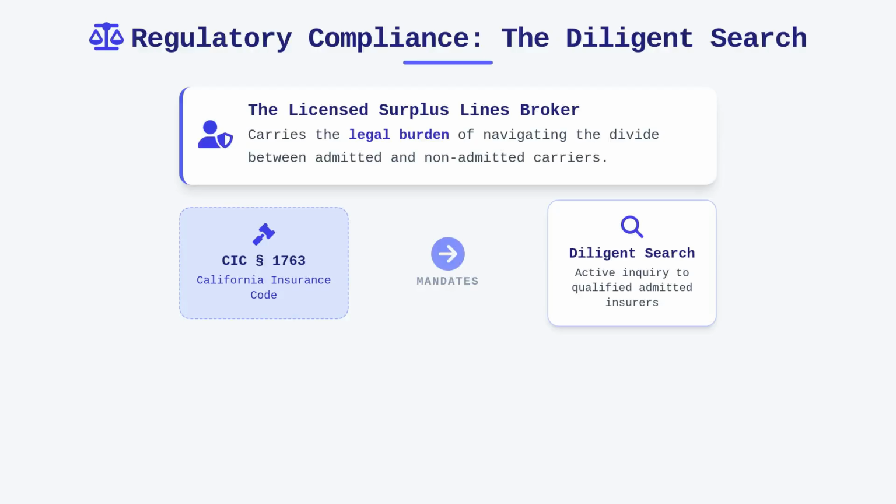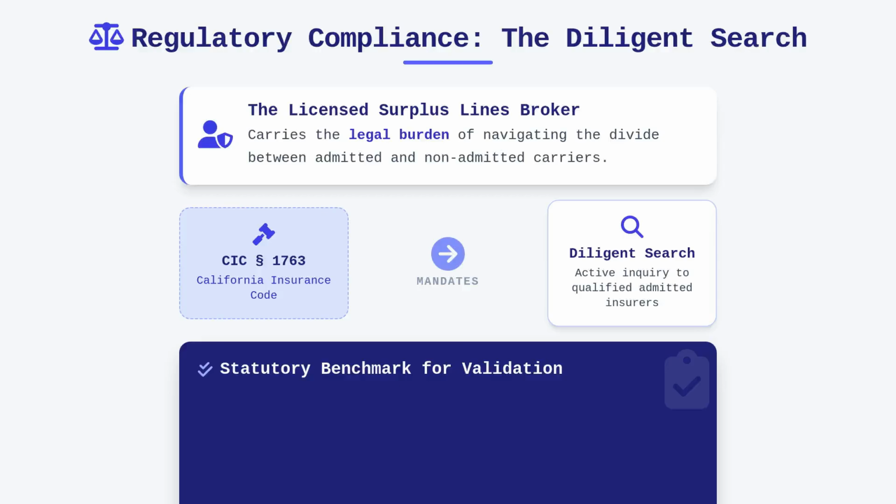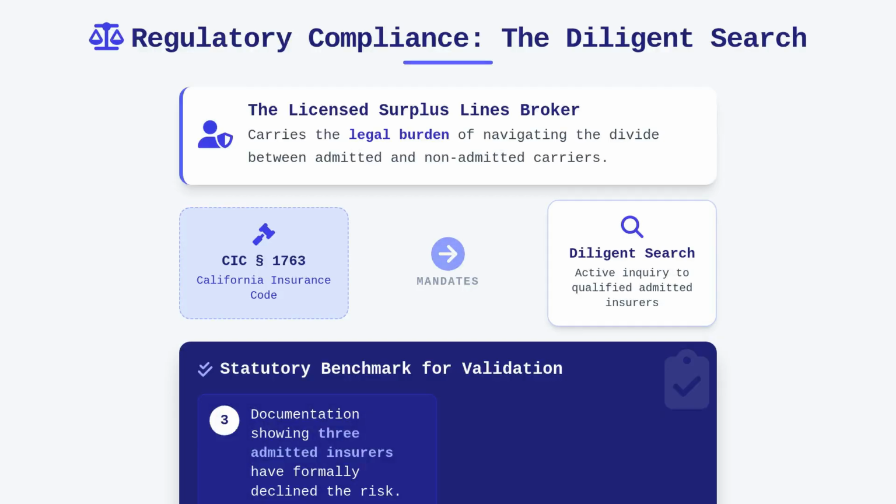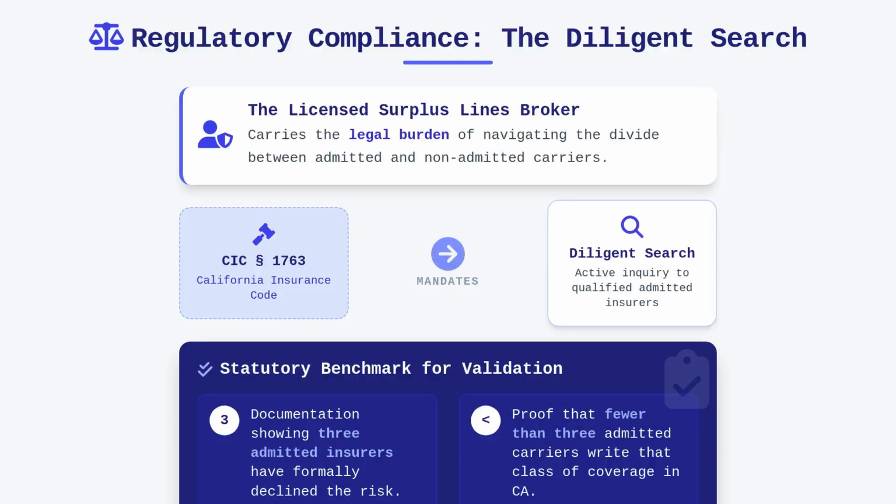This search is not a superficial exercise. It requires making an active inquiry to insurers that actually write the specific type of coverage needed. The statutory benchmark for a valid diligent search requires documentation showing that at least 3 admitted insurers have formally declined the risk, or proof that fewer than 3 admitted carriers actually write that class of coverage in California.